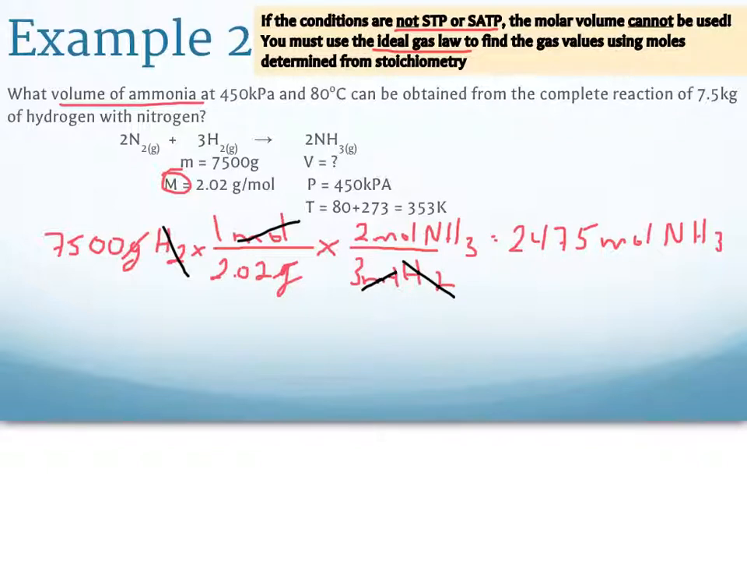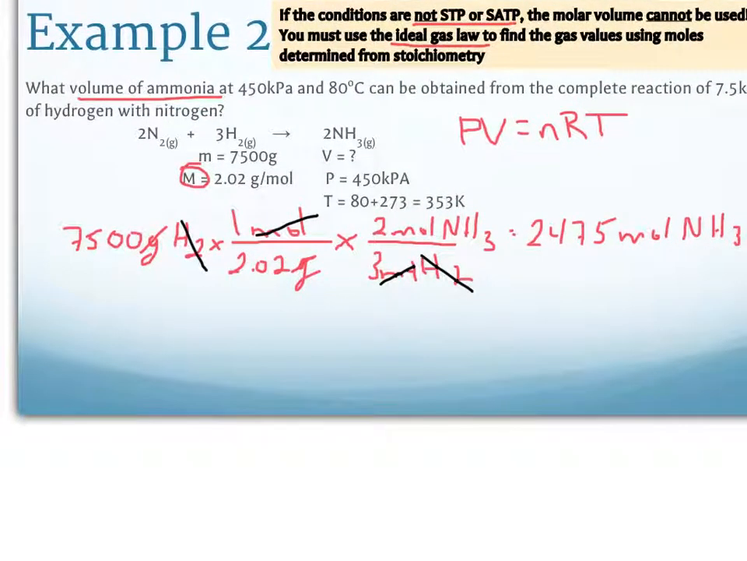Now that I have my moles of ammonia, I can go back and use my ideal gas law, which is PV equals nRT. The question gave me the pressure. I'm looking for my volume. The moles I just calculated, R we always have, and the question gave me my temperature, which means I have to rearrange this equation for V. So I'm going to have V equals nRT over P.